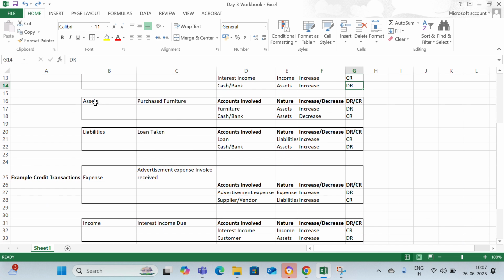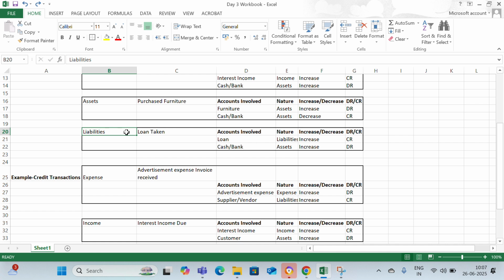Similarly, the next example is for assets. Let's say I have purchased furniture. Then the two accounts involved are furniture and cash and bank. Furniture and cash and bank both are assets. Since I have purchased the furniture, my furniture has increased, cash and bank has decreased. So if an asset increases, it is debited. If an asset decreases, it is credited. That is how the journal entry forms.